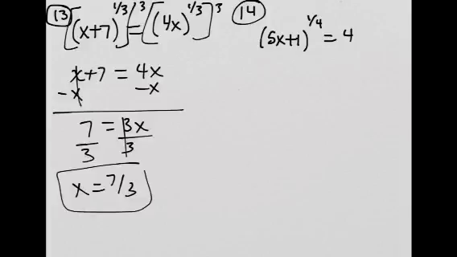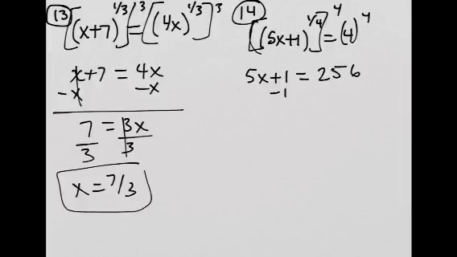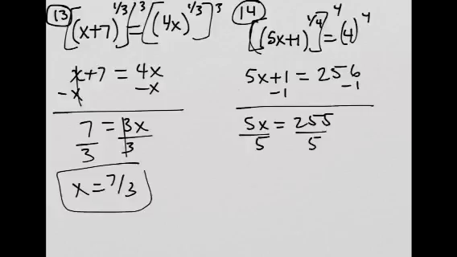Alright, so 14, it's raised to the 1/4 power. So again, to cancel the 1/4, we're going to raise both sides to the 4th power, because that would give us 1/4 times 4 is 1. So again, remember, both sides to the 4th power. So on the left side, we're left with 5x plus 1. On the right side, it's going to be 256. 4 times 4 times 4 times 4. 4 to the 4th, 256. We subtract 1, so 5x equals 255, and then we divide by 5 to leave x by itself. So now x equals 51.